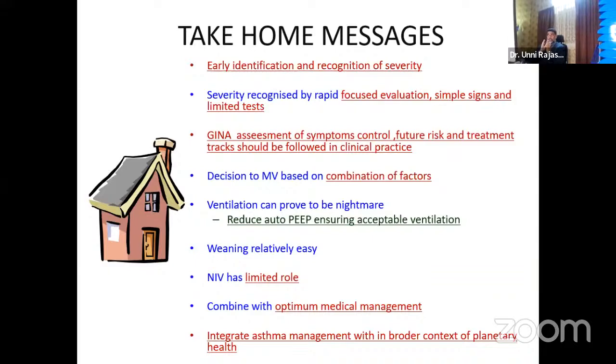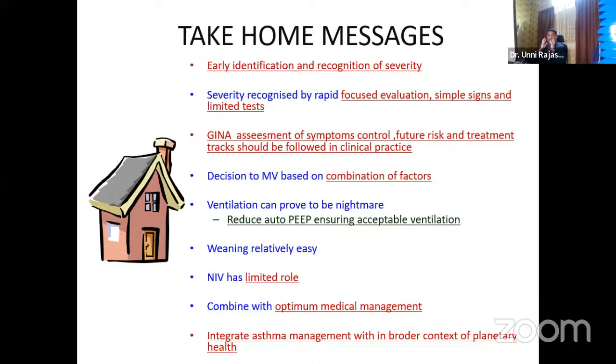The decision to use mechanical ventilation is based on a combination of factors, as I mentioned. Clinically you have to assess the patient, the sensorium of the patient becomes very important, and also look at the numbers. Ventilation can be a nightmare, but we need to address the autoPEEP, ensuring acceptable ventilation. We need to do the weaning using the normal weaning principles. NIV and invasive ventilation have a role to play, combined with optimal medical management.